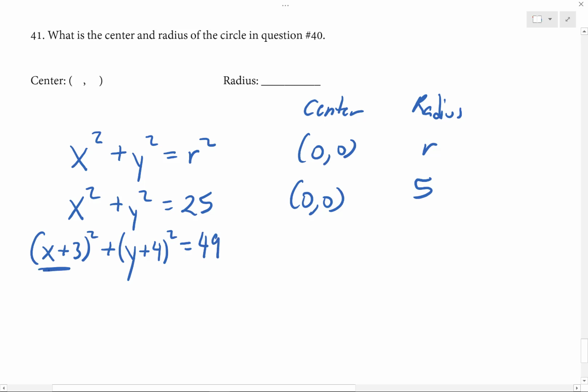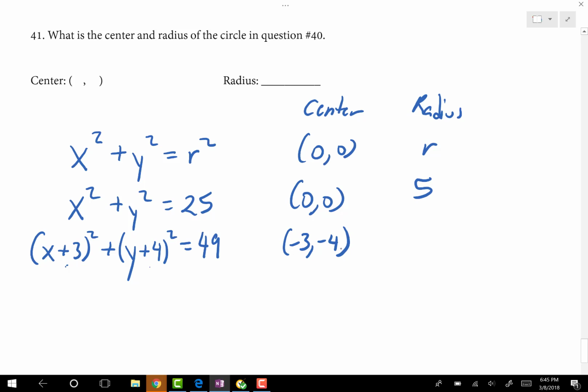And so remember they shift the opposite way. So your center here, you can pluck it out, would be (negative 3, negative 4). You're swapping the signs, negative 3, negative 4. And your radius is the square root of 49, which is 7.